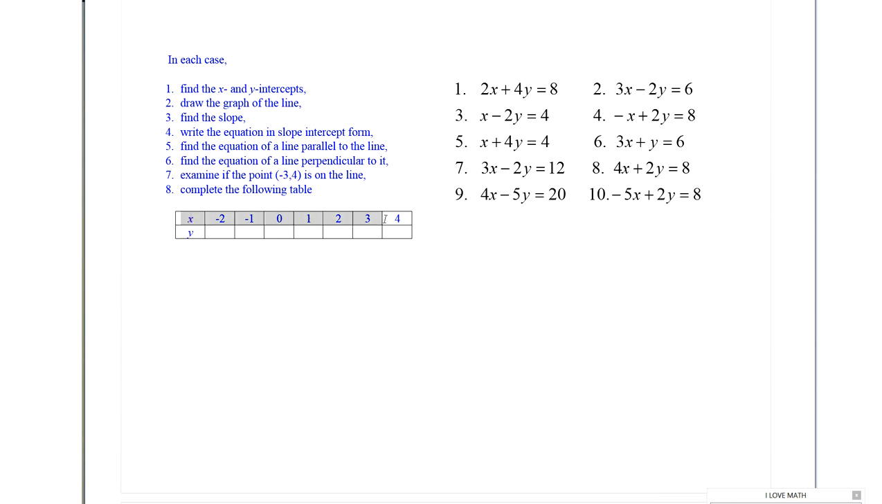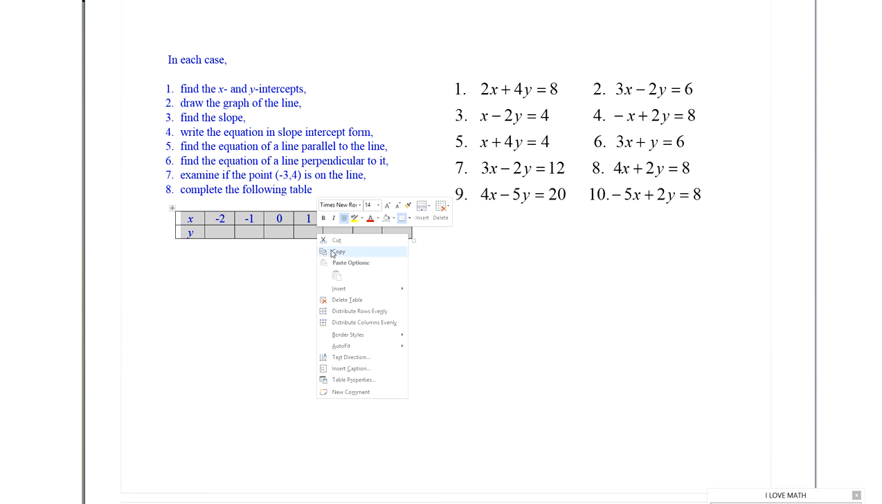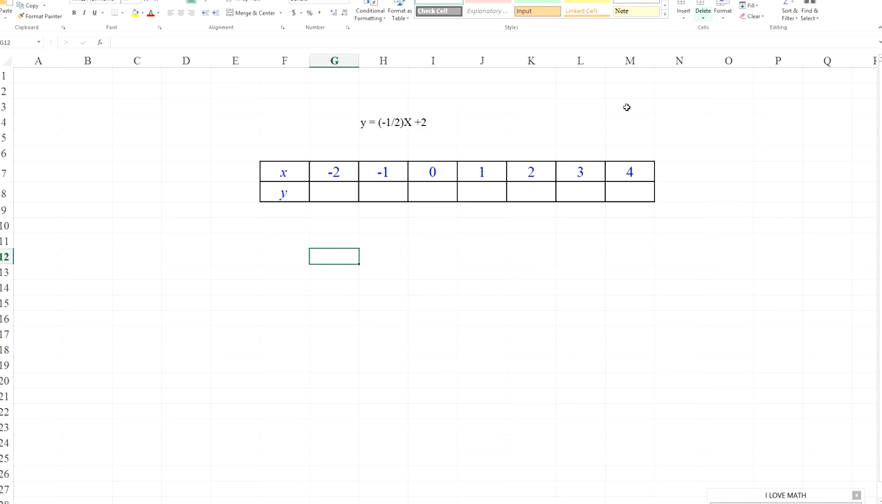So first thing I'm going to copy this. I'm going to say copy. And now I'm going to paste it in the Excel page. Okay, here I copied the table in the Excel page.